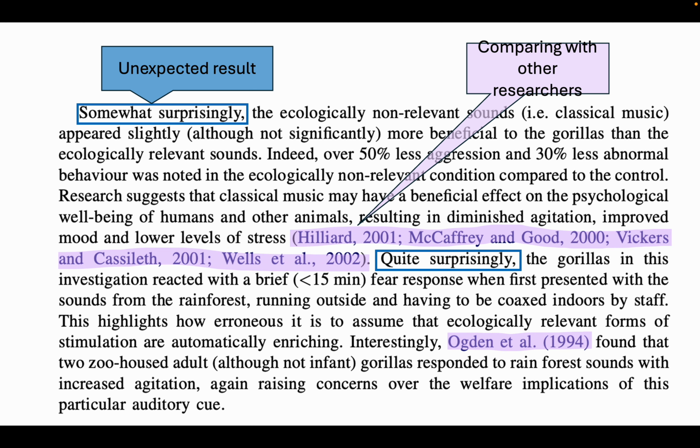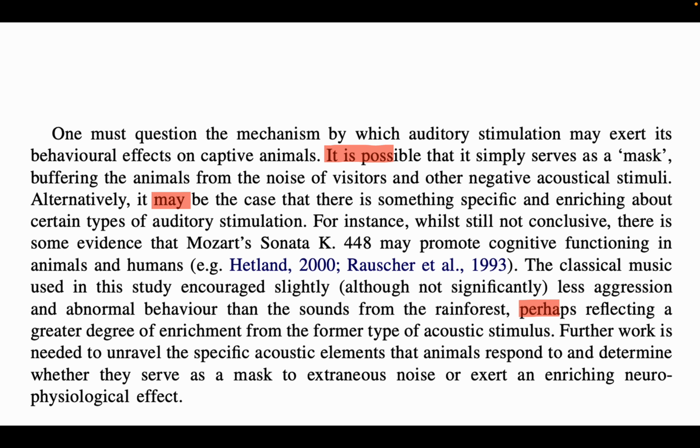And we also need to compare with other researchers. So it means that we have to cite the papers from the previous researchers that might have done similar work to ours. So we want to compare the discussion between our results and their results. And also, there are some possible explanations as well. You have to elaborate more, and you can use those words. For example, it is possible that, maybe, perhaps. So those are the words in order for you to give all the possible explanations.